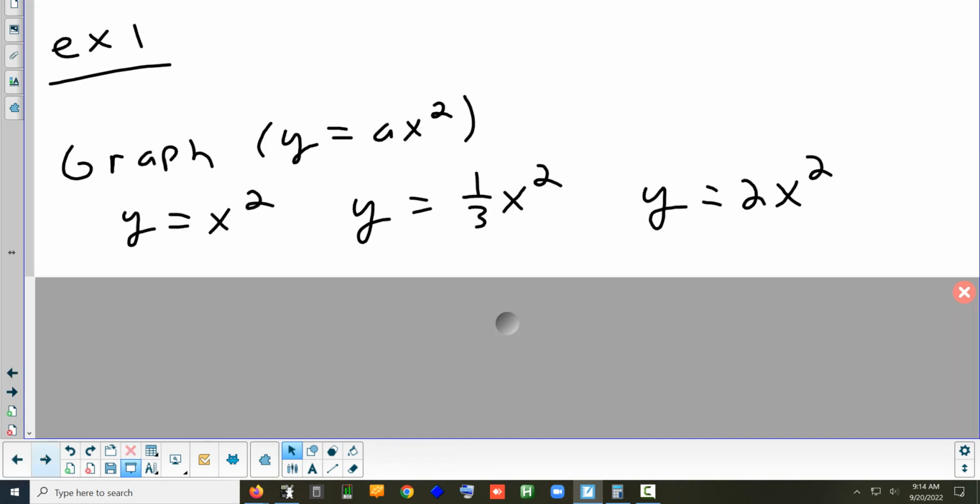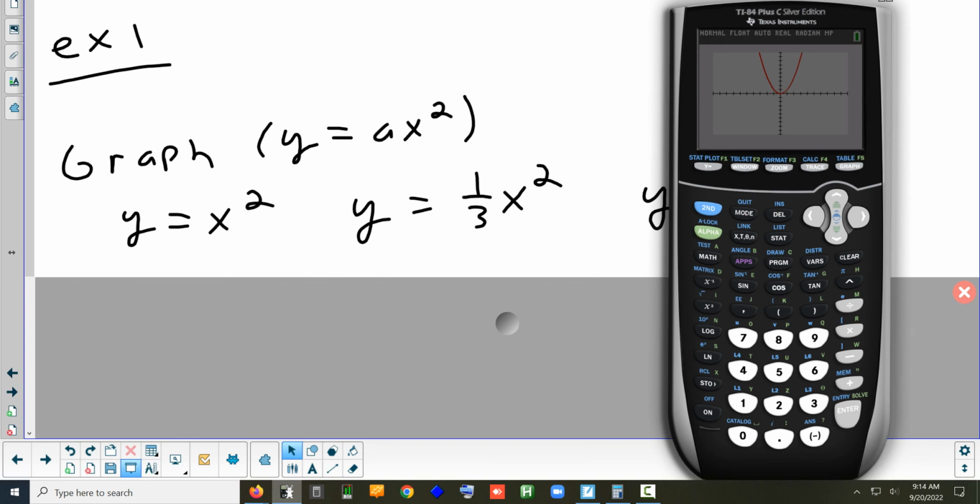So what I want to look at first is what happens when you change the number in front of x squared. I want to see what that number is doing to it. So we won't worry about anything else. Just change that number. So we've got y equals x squared in there already. To do 1/3, just type parentheses, 1 divided by 3, close parentheses.